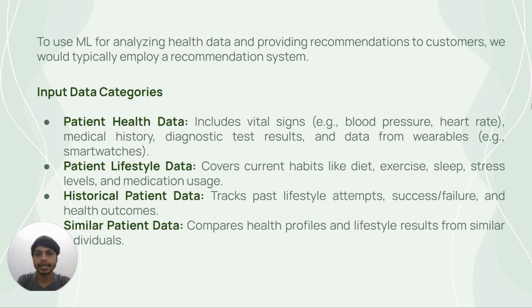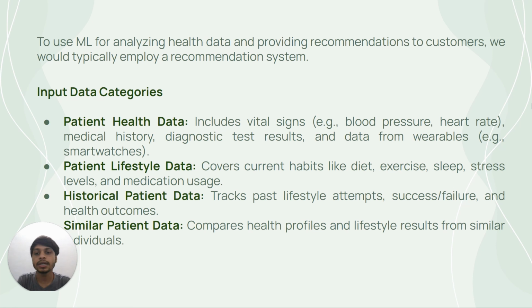To use machine learning for analyzing health data and providing recommendations to the customer, we would typically employ a recommendation system model. It will include data inputs which will be divided into the following categories. The first one would be the patient health data, which will include the patient's vital signs such as blood pressure, heart rate, and patient medical history, diagnostic test results, and data from wearables such as smartphones and smartwatches. The next would be the patient lifestyle data, which covers current lifestyle habits like diet, exercise, sleep, stress level, and others. The third would be the patient historical data, which will track past lifestyle change attempts, successes, failures, and the health outcomes of the patient.